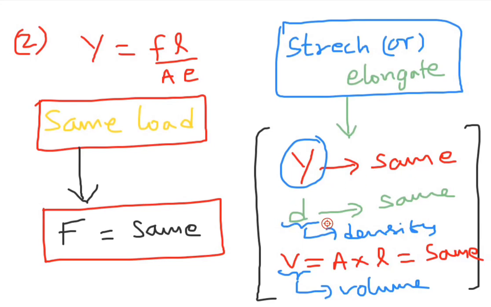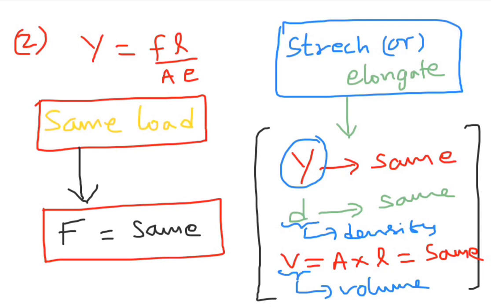We can also say one more thing: density. The density of the wire also will not change if we stretch or elongate. So whenever they use the term stretch or elongate, immediately we can say Y, Young's modulus, is the same, and d, density, is the same. And also one more quantity, volume. When you stretch or elongate, the volume of the wire will remain constant. The cross sectional area will change, and the length will change.